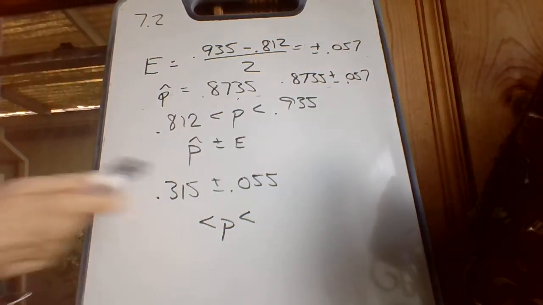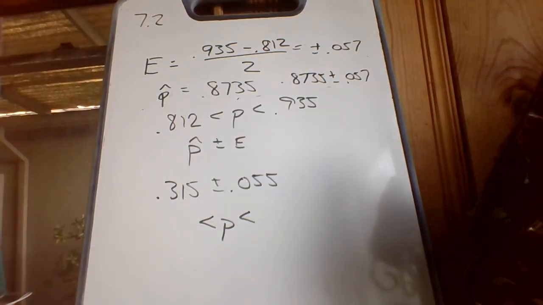And this last one down here is like just go the other way. Well, that actually I don't need any formulas for. It says go with 0.315 plus 0.055. 0.315 plus 0.055 is 0.37.